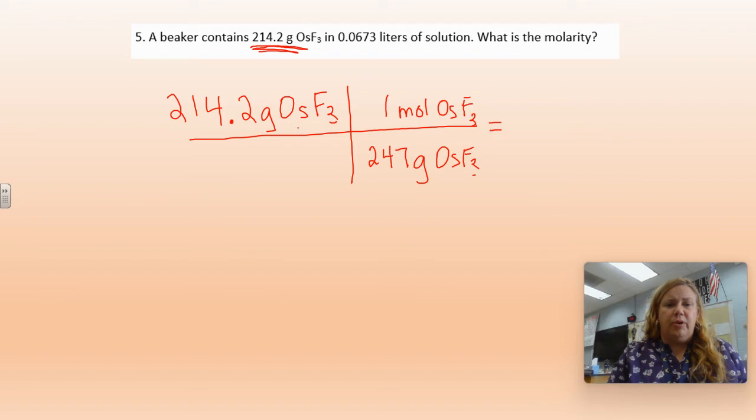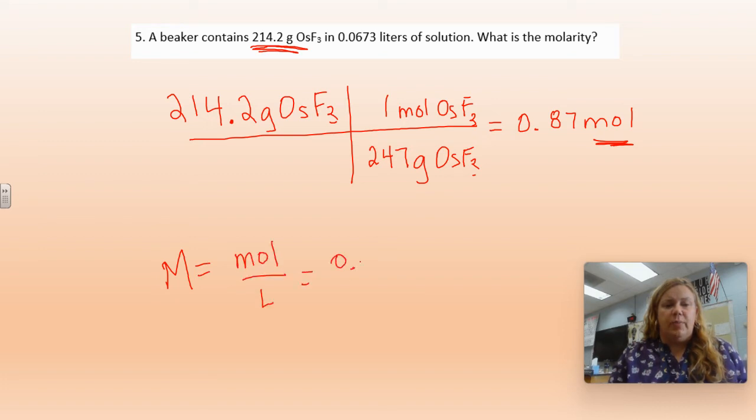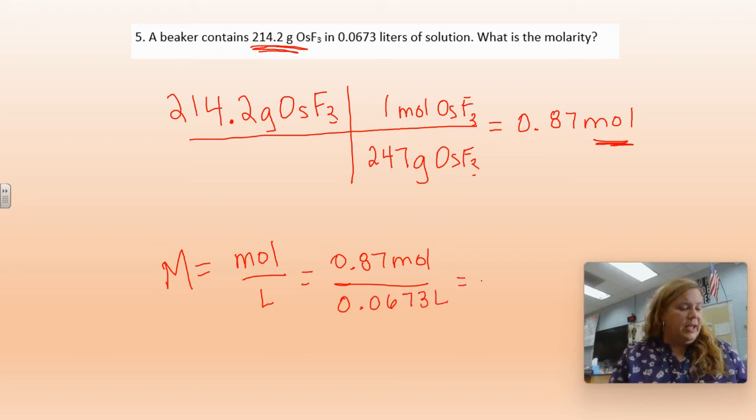So if I go through and I basically divide, because I take 214.2 times 1 divided by 247, I'm going to get 0.87 moles. Now we are not done with this problem yet because my unit here is moles. So I need to plug into my molarity equation because the problem asks for molarity. So I'm going to put in my 0.87 moles. And according to my problem, I have 0.0673 liters of solution. And so I calculate there just by dividing, and I'm going to get 12.9 molar solution.